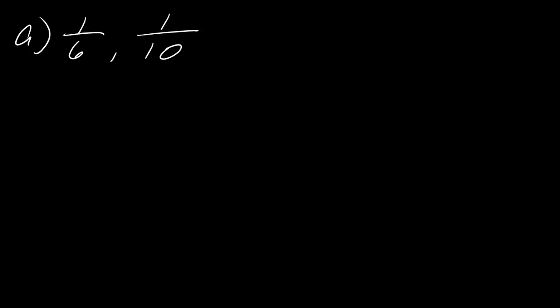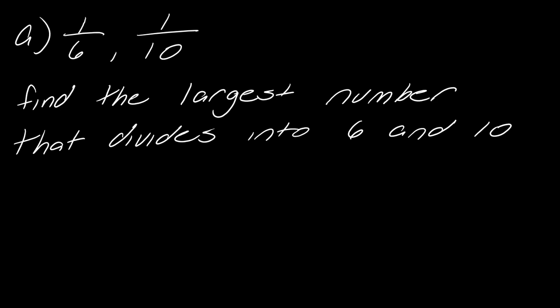So here's what I want to do. I want to take 1 over 6 and 1 over 10, and I want to find what is that LCD between them. Okay, so the easiest way to do this is you want to find the largest number that divides into 6 and 10, so the two denominators.